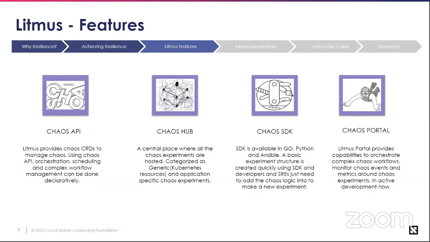The other feature that I would like to talk about is that you can create your own chaos experiment as well. As you know, Chaos SDK is available in Go, Python, and Ansible. That's basically used to quickly create an experiment required to induce chaos. And you just need to add your logic, and you can be ready with the experiment.